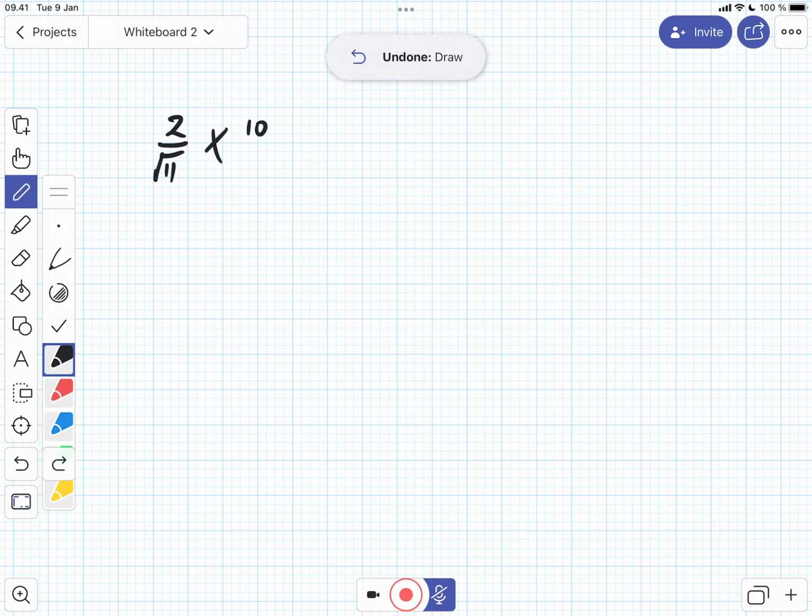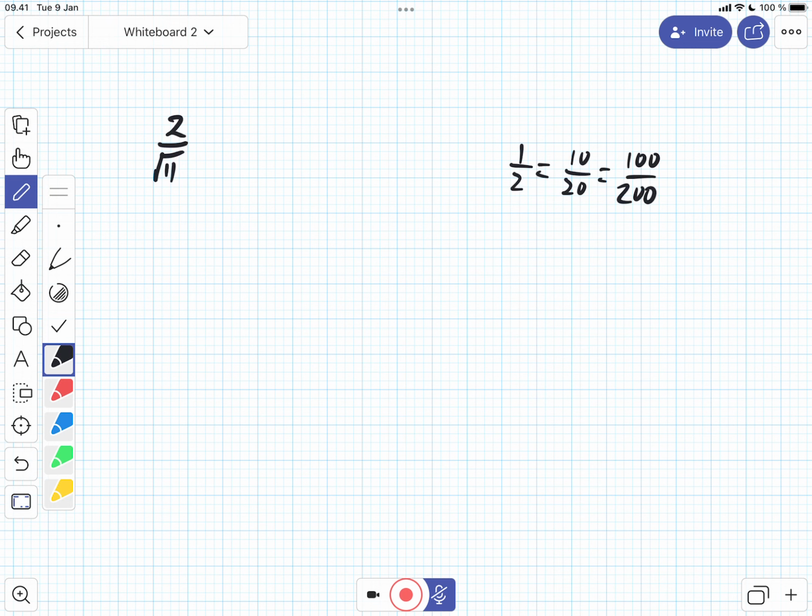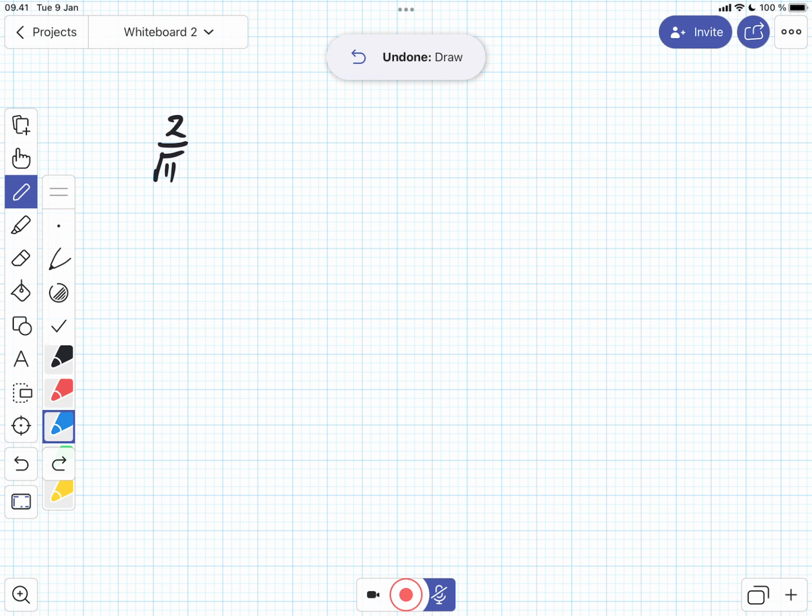Just in the same way that a half is the same as 10 over 20, which is the same as 100 over 200. If we multiply top and bottom by the same thing, then the fraction's going to be worth the same. It's just going to be written in a slightly different form. So I'm going to multiply the top and the bottom of this fraction by the square root of 11 over the square root of 11.